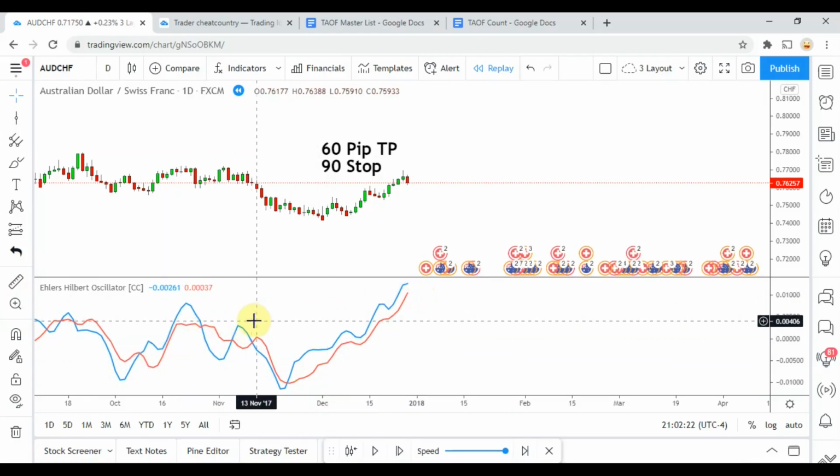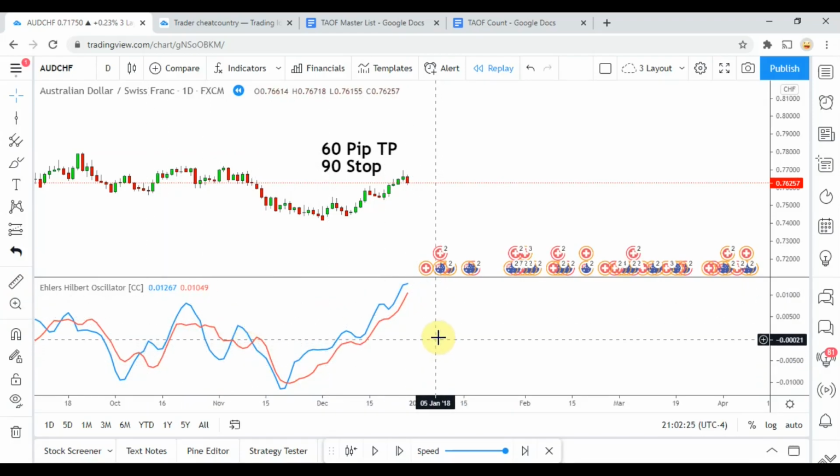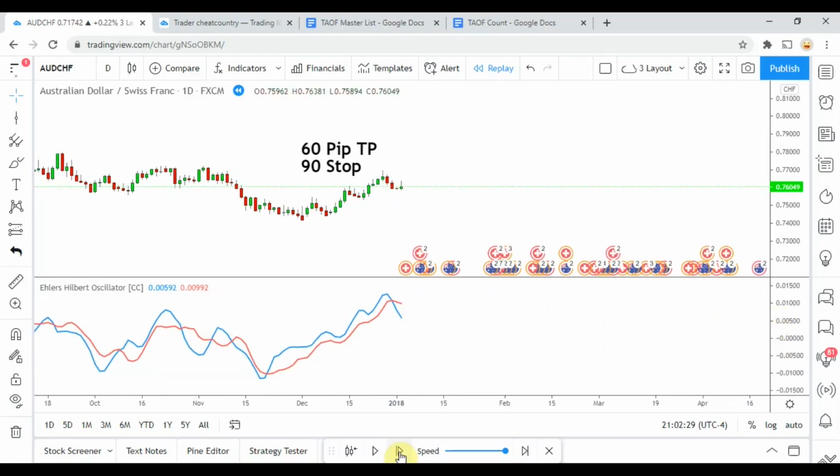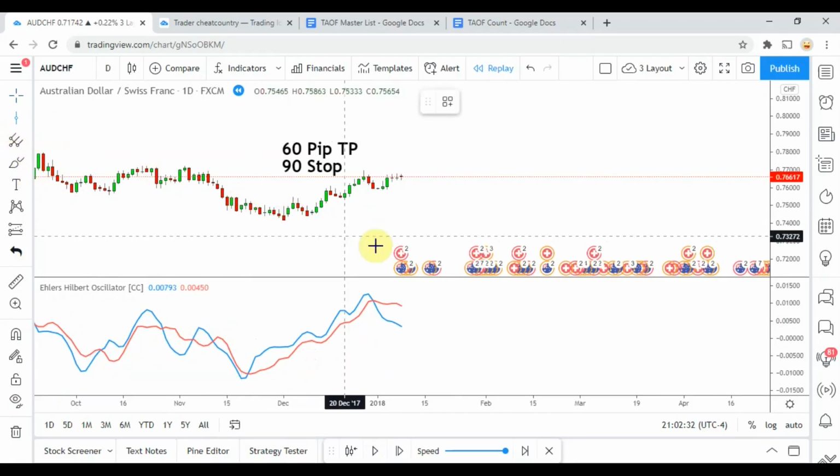And when the blue line crosses down below the red line, that is a signal to go short. So pretty simple setup. That's how we will be testing it. Let's go ahead and get on with the testing process and see what we can get out of it.